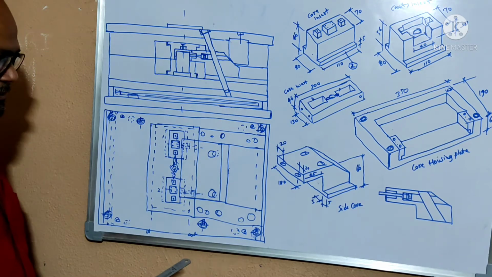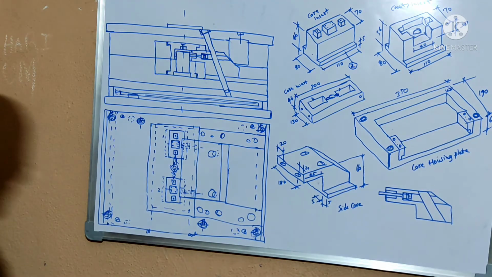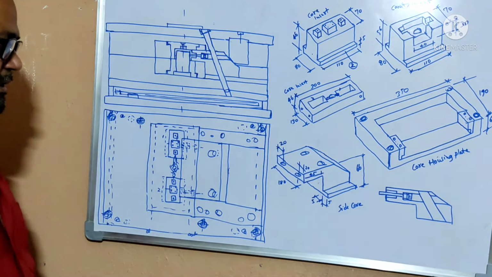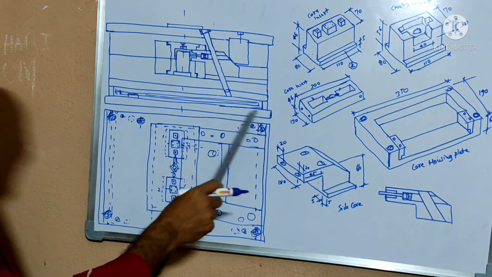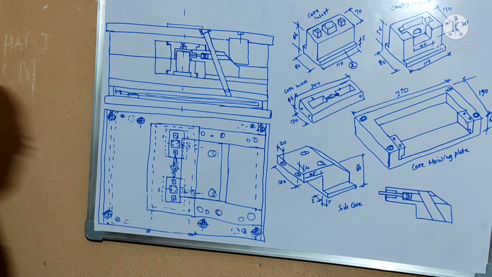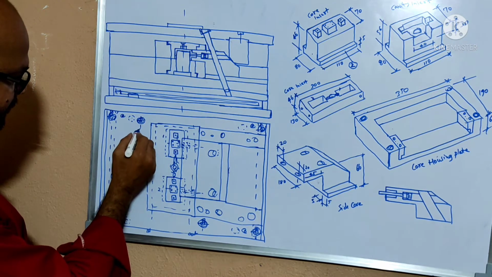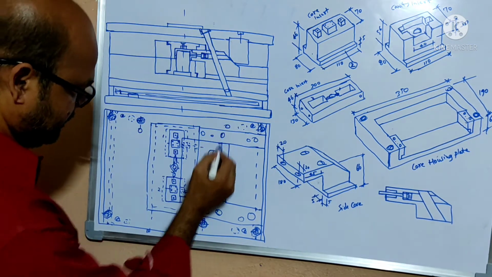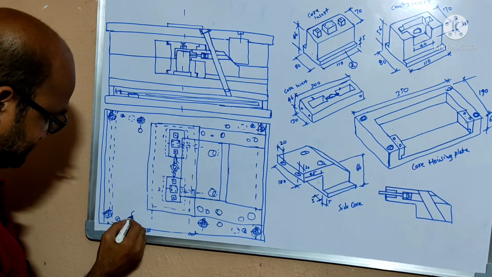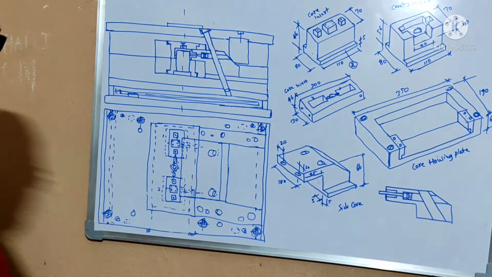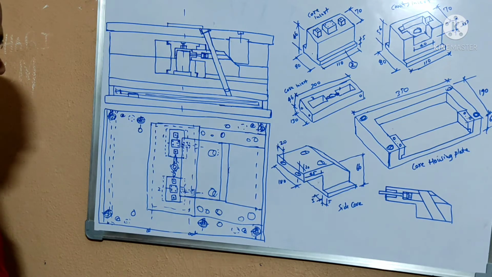Again in the top view, already you know that the four corners are placed with the main guide pillars and guide bush, and the top view also has the four pushback pins for the ejector assembly.